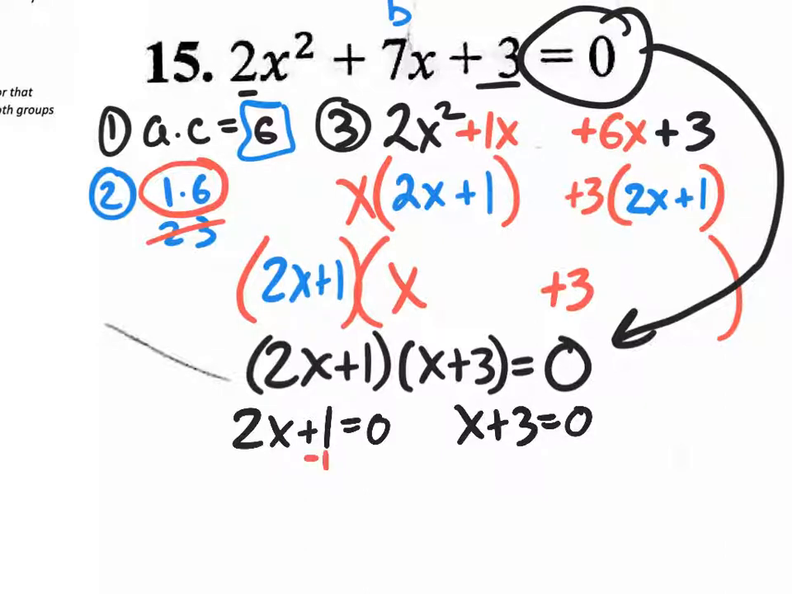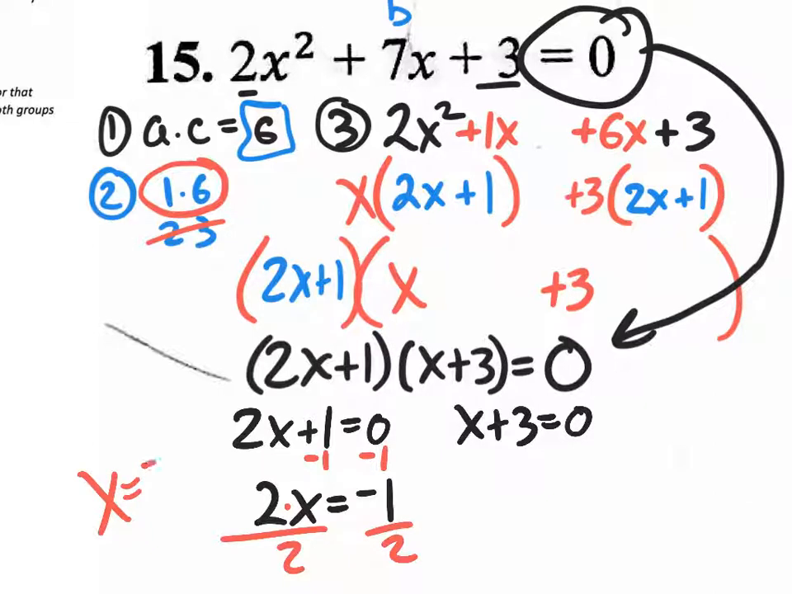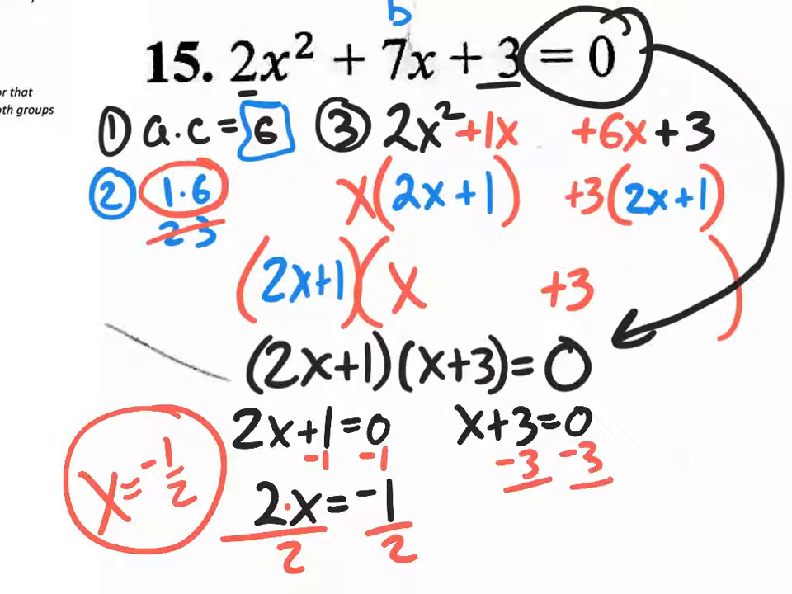So subtract 1, you will get 2x equals negative 1. And the last step would be to divide by 2, because you got to get rid of the multiplication of 2. And what you do to one side, do to the other side. So your first answer is x equals negative 1/2. And your second answer, if you subtract 3 on both of those, you'll get x equals negative 3. Those are your two answers for question 15.